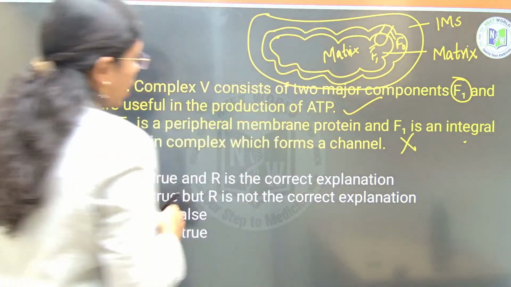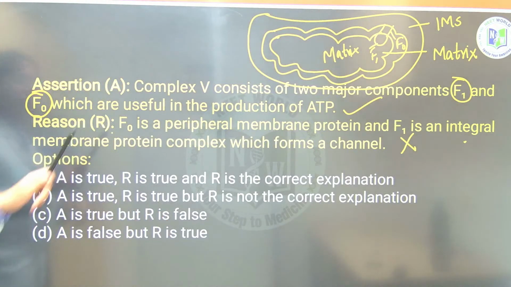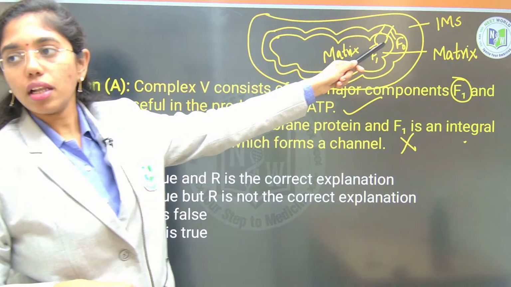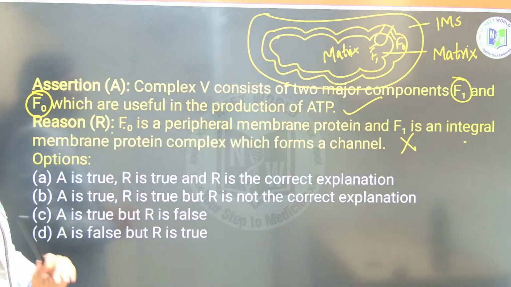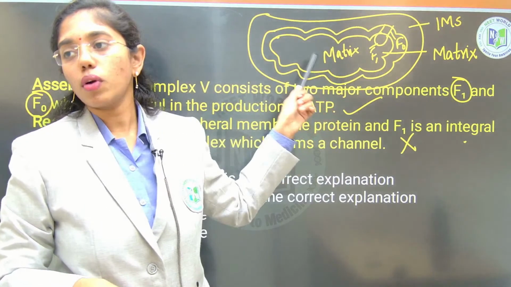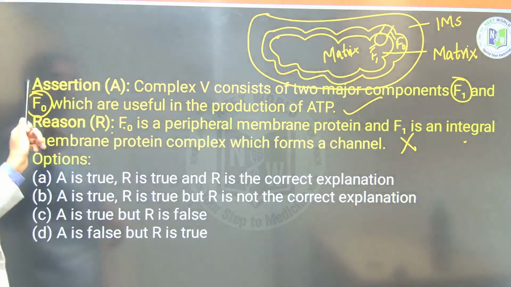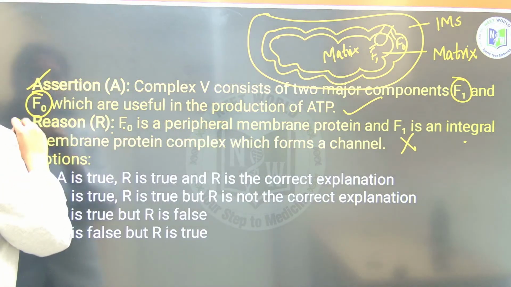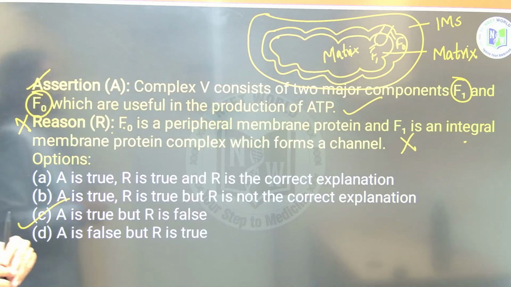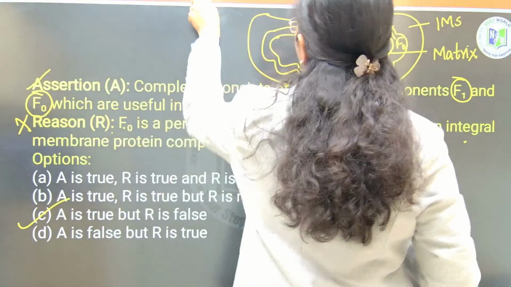Here if you see in the reason, he is saying F0 is a peripheral membrane protein. F0 is an integral membrane protein which is forming the channel, and in the reason F1 is described as an integral membrane protein complex, which is wrong. F1 is peripheral which is directed towards the matrix. So, here assertion is true and reason is false. A is true and R is false, so option C will be the right answer. Clear ma?